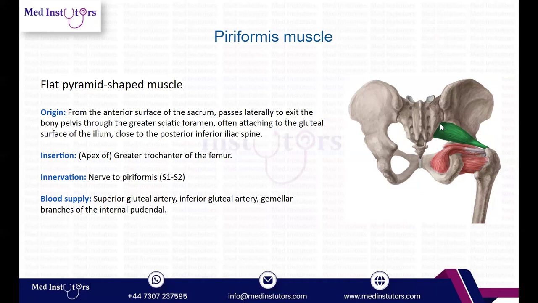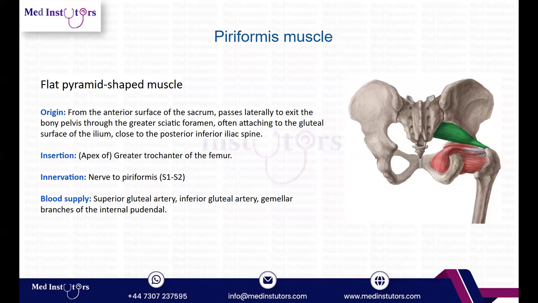It passes through the greater sciatic foramen, and it is a very high yield landmark for this muscle, and that's why this muscle plays a significant role when we are studying the anatomy of greater and lesser sciatic foramen. After passing through greater sciatic foramen, it will insert on the greater trochanter of femur.